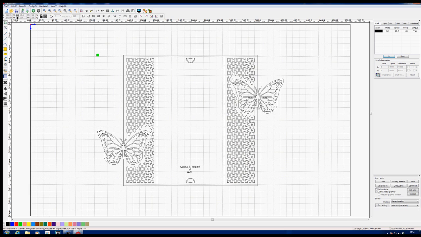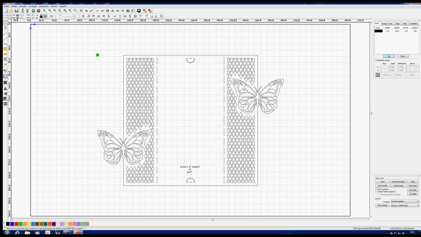If you look carefully, you'll see that there's a break just at the bottom of the body there, and then it goes around the outside of the wing all the way up and down, and it stops just at the bottom of the antenna there, and there's a break there so that the butterfly doesn't fall out of the card.